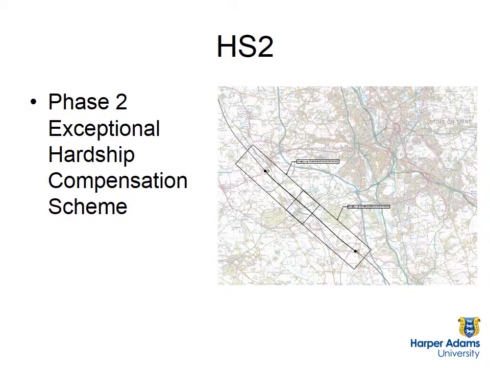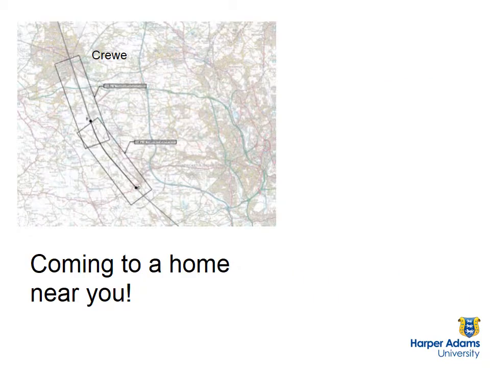Various schemes now have also introduced their own variety of discretionary blight scheme, but it's important to see these in the legal context of being, in most cases, variations on discretionary blight. The most prominent example currently is High Speed 2, the high-speed rail link, where Phase 1 is linking London with Birmingham, and Phase 2 will go on to link Birmingham with Manchester and the North East. So Phase 2 has had an exceptional hardship compensation scheme announced, for example, last year, and Phase 2 is very likely coming to a home near you.